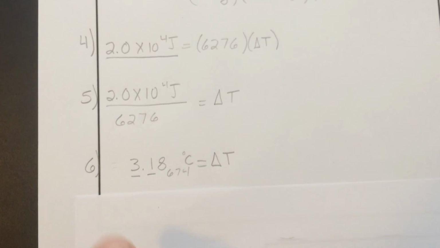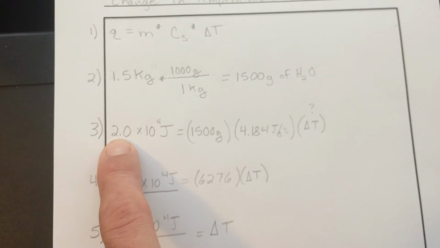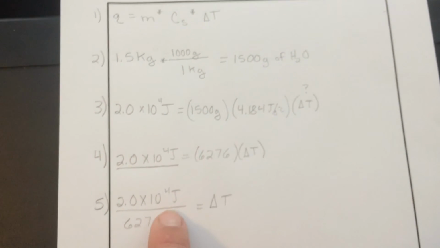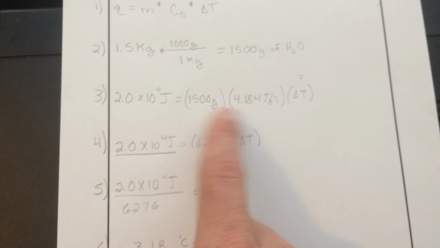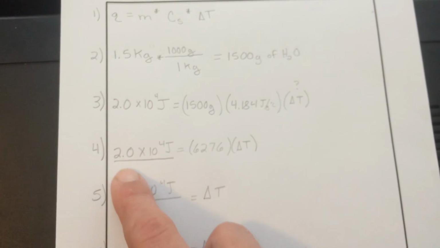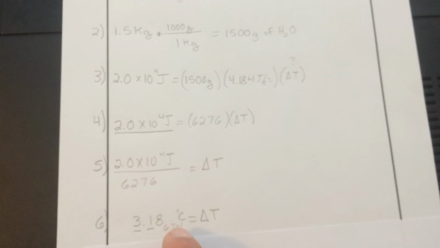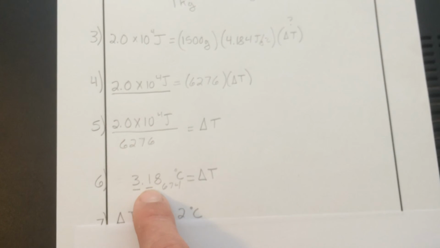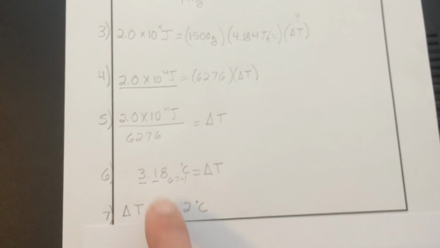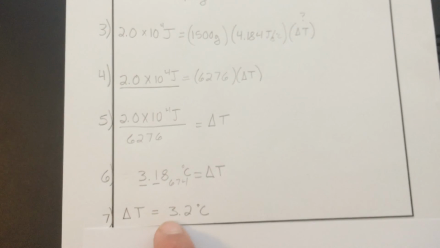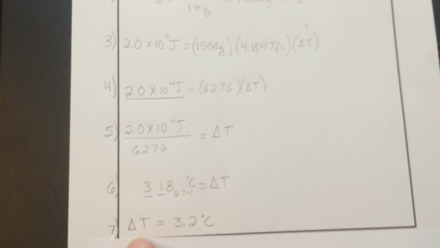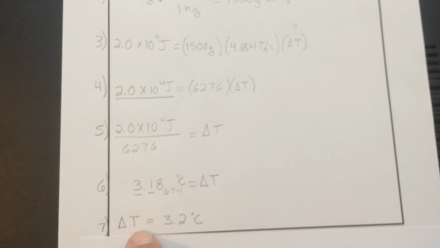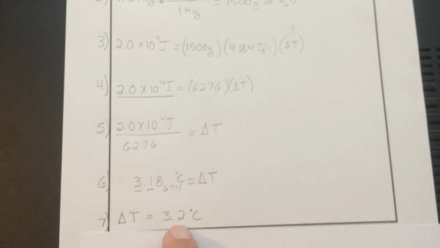Now, remember our sig figs. There are 2 sig figs here, there are 2 sig figs here, and there are 4 sig figs here. In this equation we have multiplied, so we would have 2 sig figs, then we divide, so we still have 2 sig figs. And so that is going to give us 3.1, and we have this 8 here, so we're going to round the 1 up to a 2. So that is going to equal 3.2. So our delta T, our change in temperature, due to a heat absorption of 2.0 times 10 to the 4th joules of water, is a temperature change of 3.2 degrees Celsius.